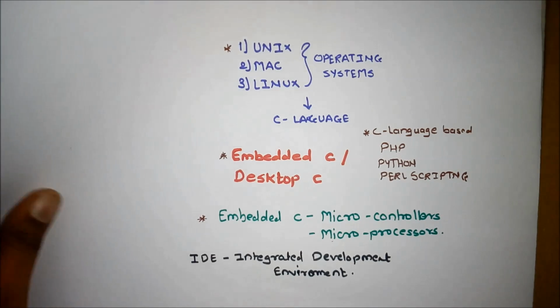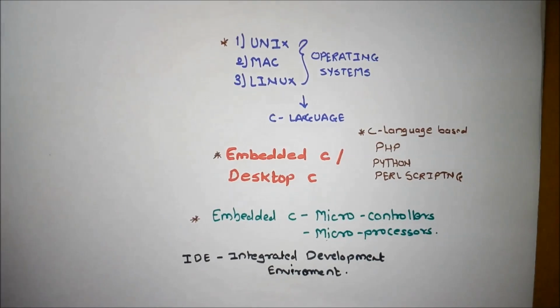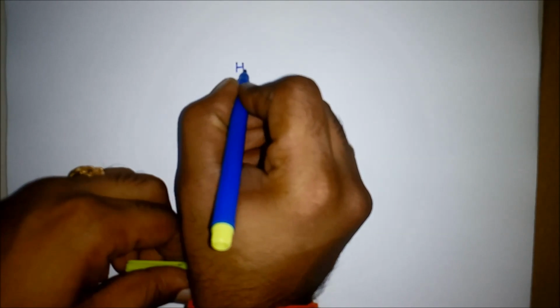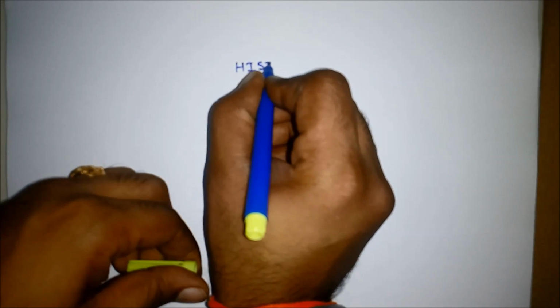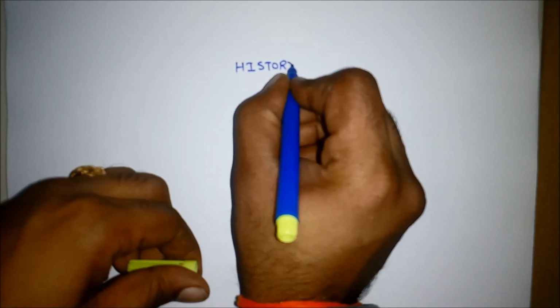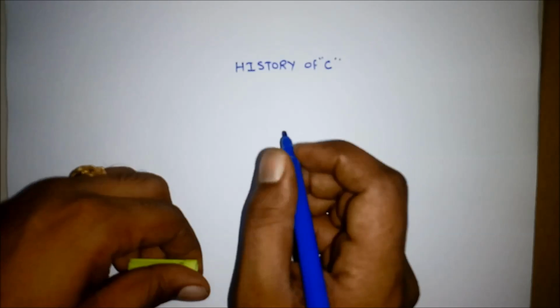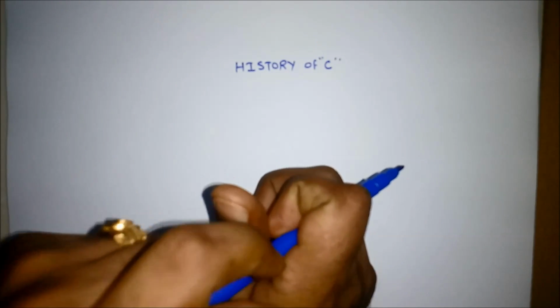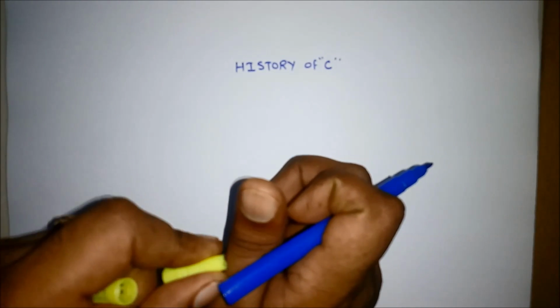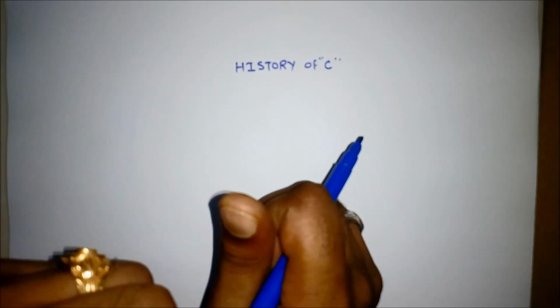Okay guys, I will start from ALGOL for the history of C language. What is ALGOL? Okay, I will start from ALGOL. ALGOL is a root of every modern language.